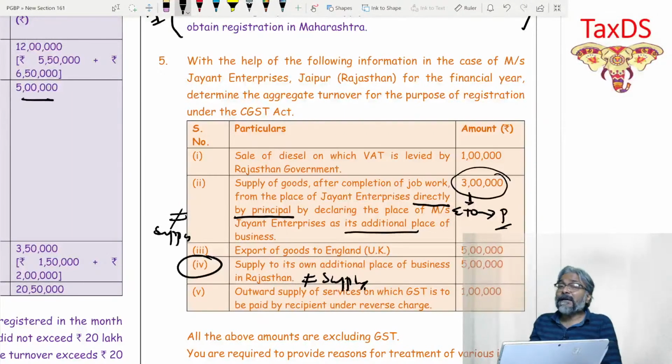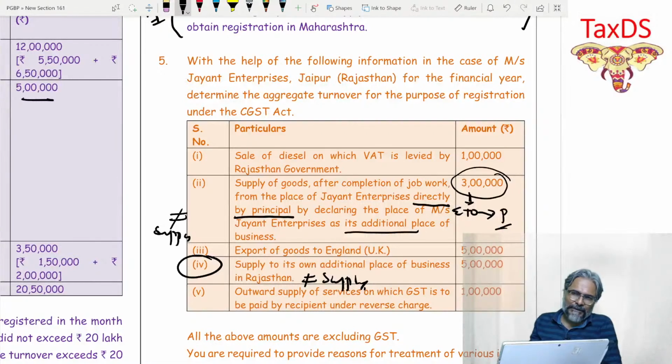In that particular case, we would have said that because the liability goes to the recipient under the reverse charge mechanism, therefore we would have concluded to say that, say what, students? Indeed. We have said the same thing.